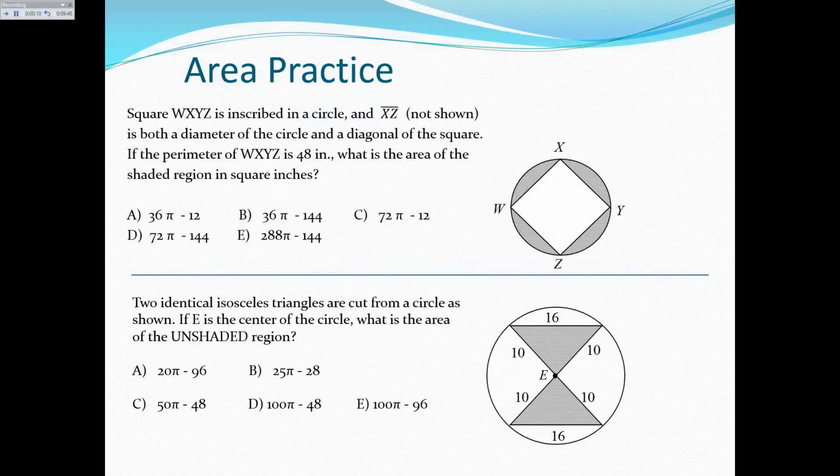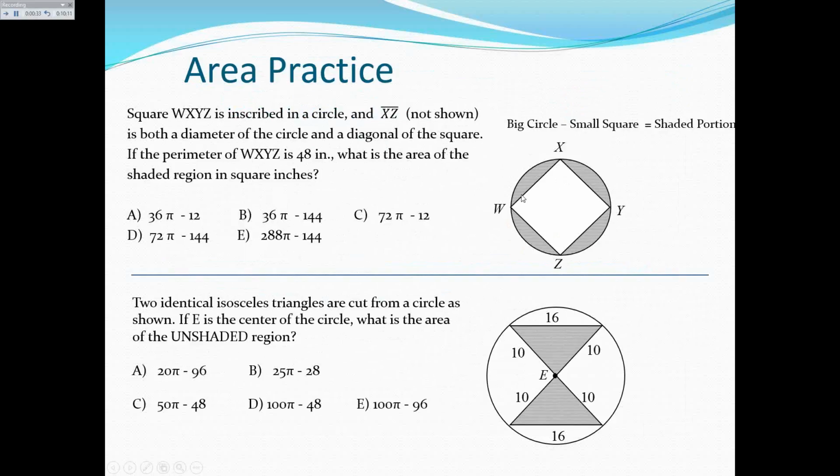XZ, which is not shown, is both the diameter of the circle and the diagonal of the square. If the perimeter of WXYZ is 48, the perimeter of this right here is 48. What is the area of the shaded region? All right, well, we need to find out what this area is right here.